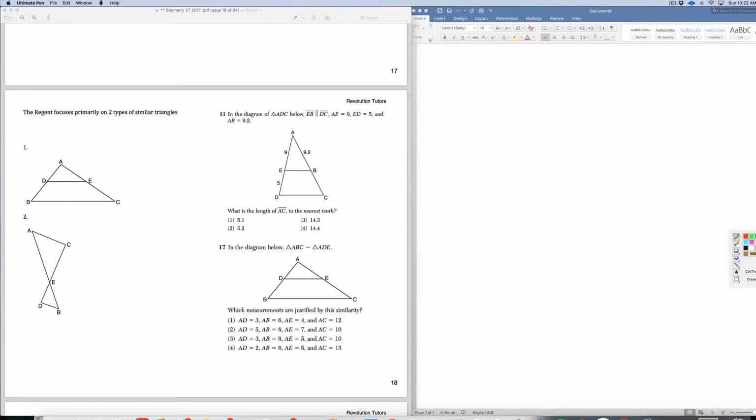Now, the Regents focus primarily on 2 types of similar triangles. Similar triangle number 1 and similar triangle number 2. This is similar triangle number 1 and this is number 2. Now, in similar triangle number 1, this angle is equal to this angle.